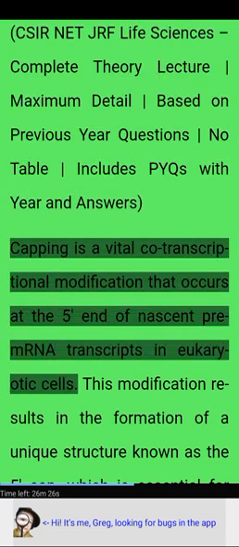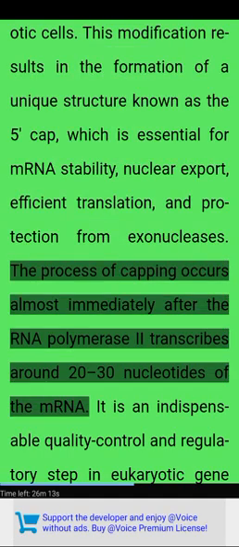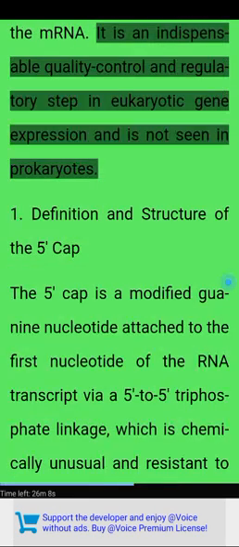Capping is a vital co-transcriptional modification that occurs at the 5' end of nascent pre-mRNA transcripts in eukaryotic cells. This modification results in the formation of a unique structure known as the 5' cap, which is essential for mRNA stability, nuclear export, efficient translation, and protection from exonucleases. The process of capping occurs almost immediately after RNA polymerase II transcribes around 20 to 30 nucleotides of the mRNA. It is an indispensable quality control and regulatory step in eukaryotic gene expression and is not seen in prokaryotes.